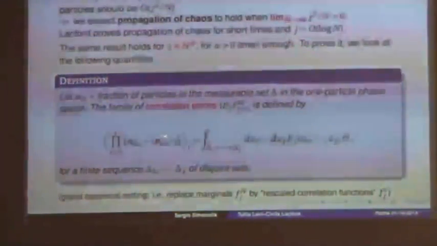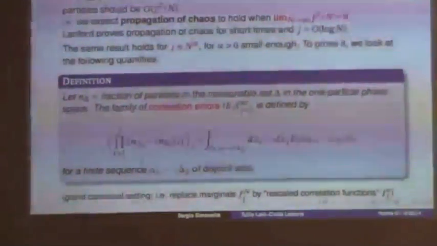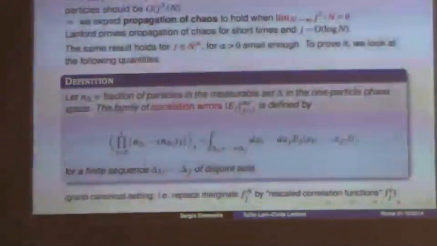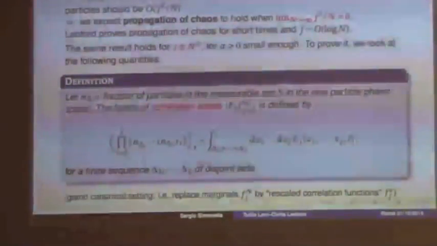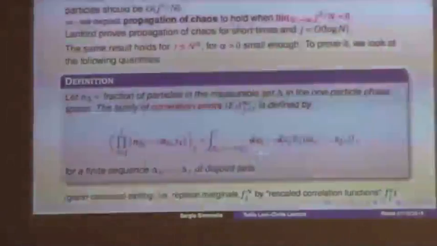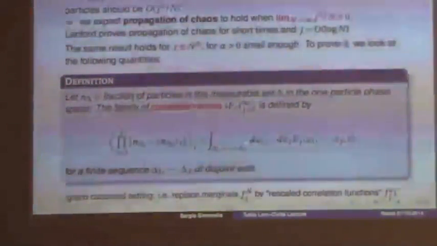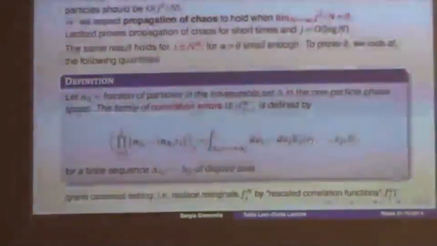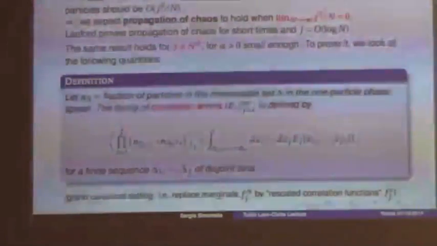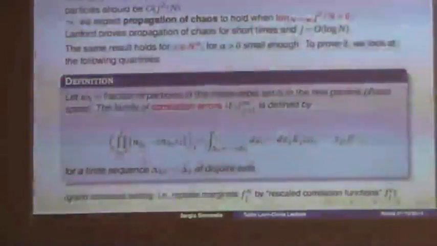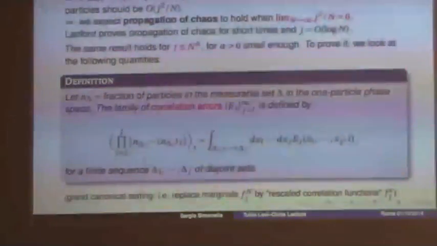Then subtract the average and compute these differences for different regions of the phase space. Take the product and average again. This will have the form of an integral over these cells of a function E_j, which I call a correlation error of order j. This is connected to the marginal by a formula of truncation.